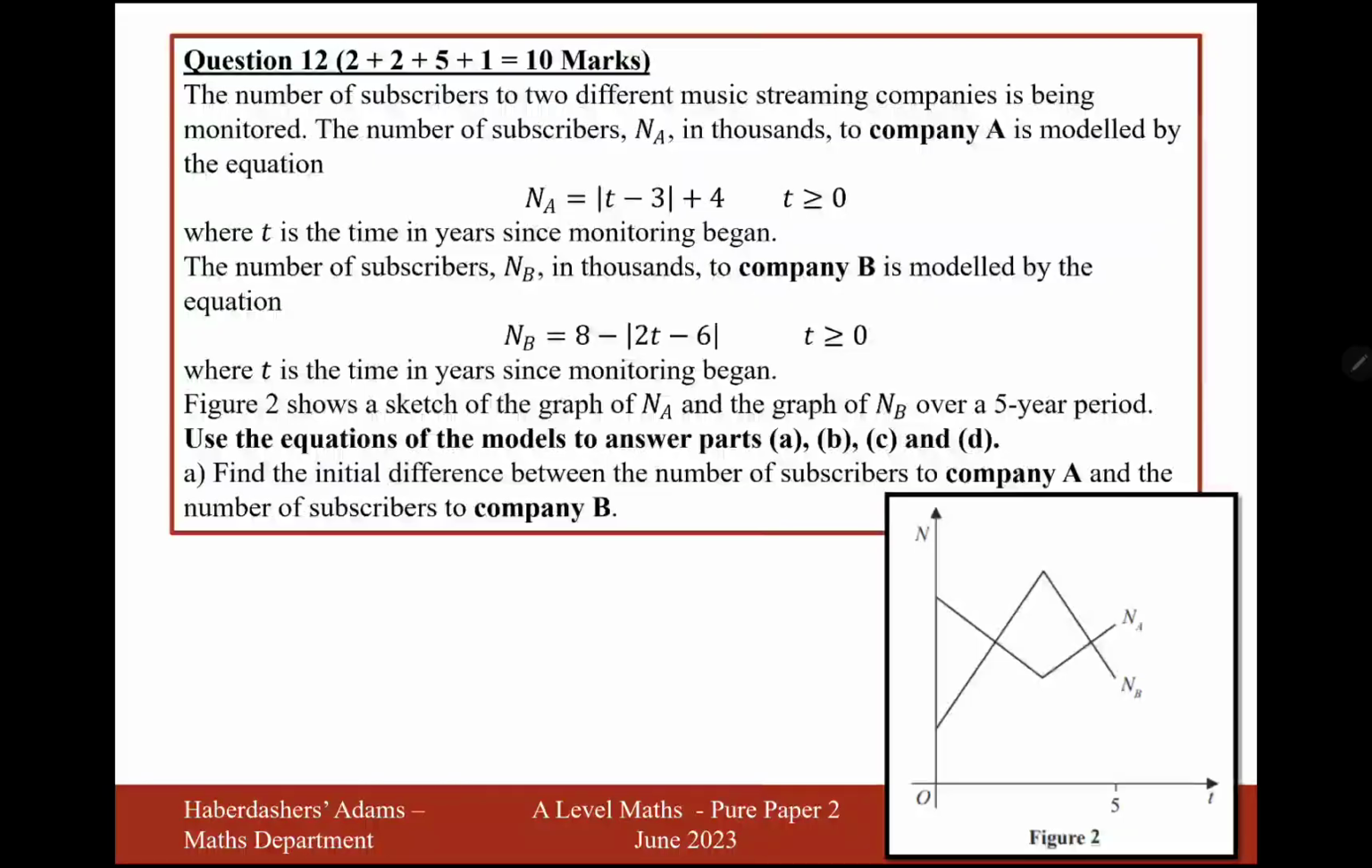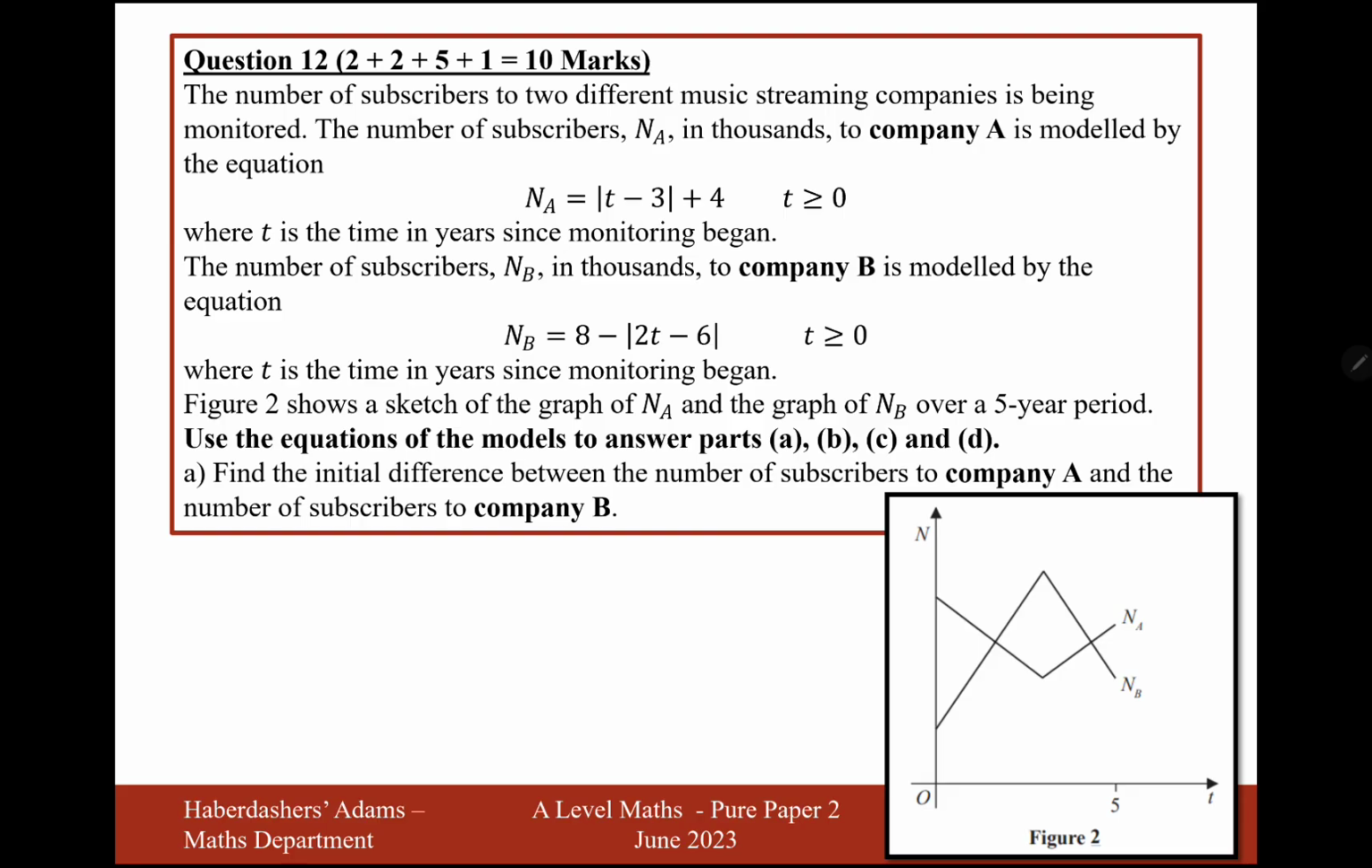The number of subscribers to two different music streaming companies is being monitored. The number of subscribers N_A, in thousands, to company A is modelled by this equation here. The number of subscribers N_B, in thousands, to company B is modelled by this equation here. Figure 2 shows a sketch of the graph of N_A and the graph of N_B over a 5-year period. Use the equations of the models in parts A, B, C, and D. Find the initial difference between the number of subscribers to company A and the number of subscribers to company B.